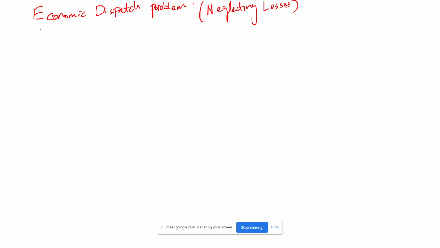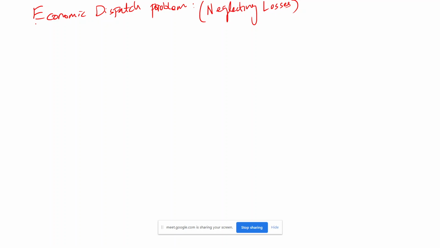So the first thing we need to understand is that we are neglecting these losses. If the question asks not to consider the losses, then we can proceed with this. Otherwise, in the next class or the class after that, we are going to see how to include the losses. That we will see later.